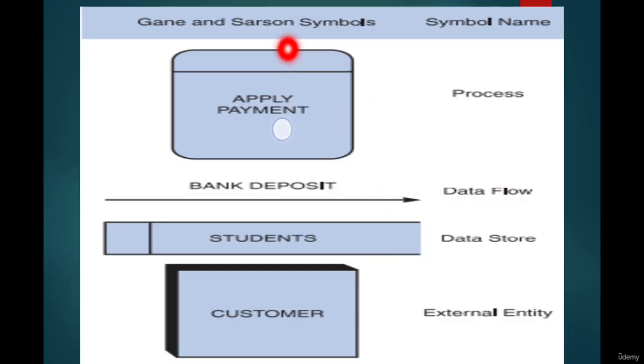So here are the four symbols. This is the symbol for a process, the rounded rectangle. The arrow shows a data flow, open-ended boxes represent data stores, and the boundary or external entity is shown there with the square.